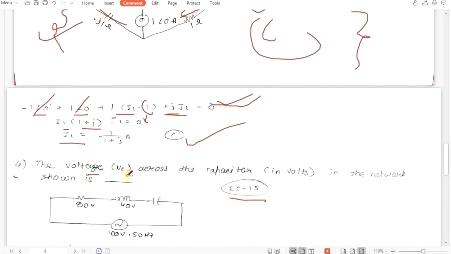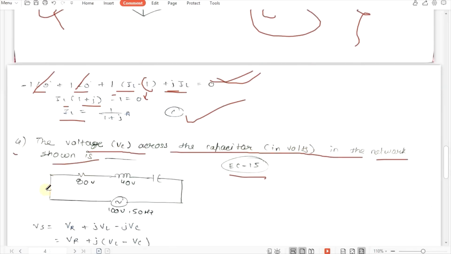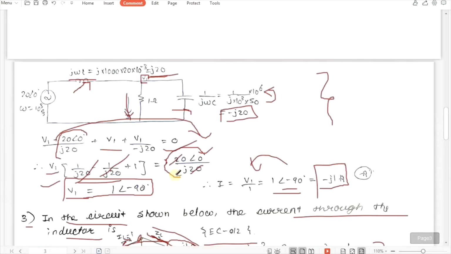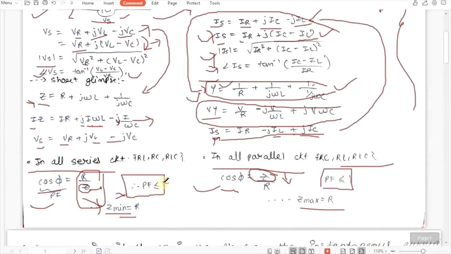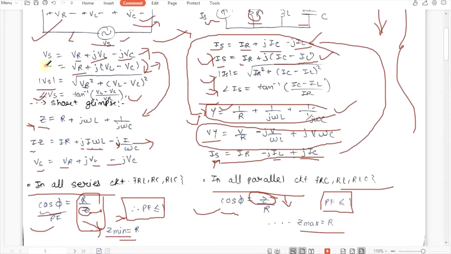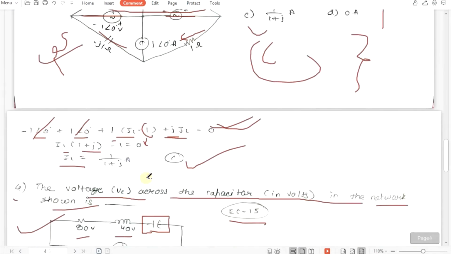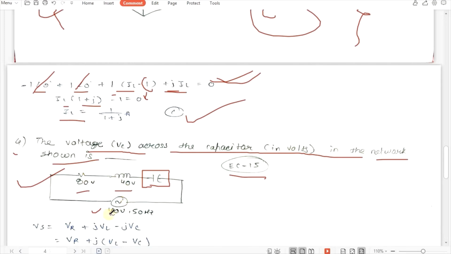The question is: the voltage VC across the capacitor, in volts, in the network shown is. If you see this network, you have a series RLC circuit, where you have this VS, this is VR, VL, and you have to find this capacitor voltage. As we have seen in the basic concepts, we are going to use the same equation here. VS is VR plus jVL minus jVC. Note one thing, this is not a resistive network, where you will find the sum of all the voltages to be 100 volt.